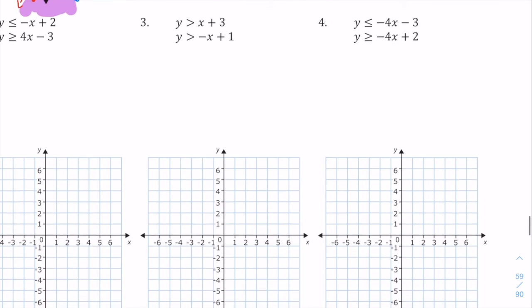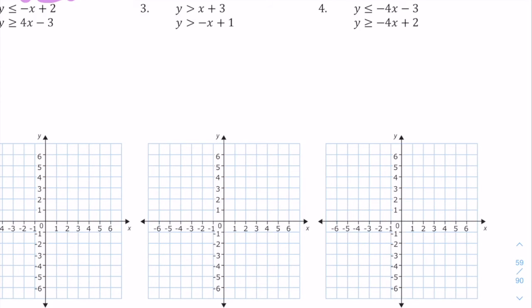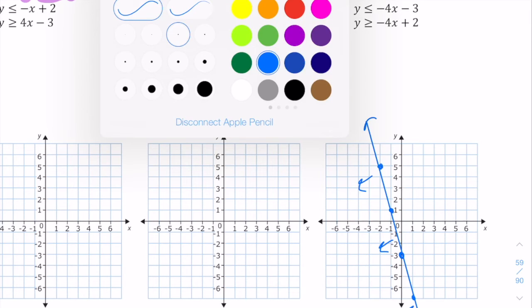We're going to go ahead and look at number 4. Number 4 is a sneaky case. When we graph the first inequality, we start at down 3, and we go down 4 and to the right 1, up 4 into the left 1, and it is a solid line. Since we have a less than, it is below the line, so arrows that way.